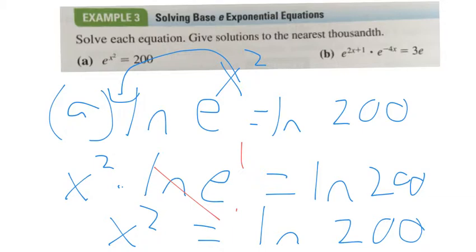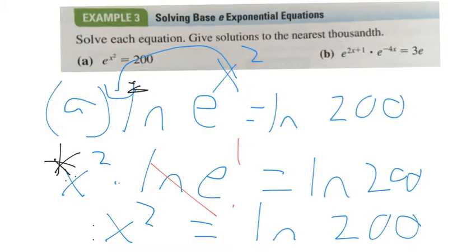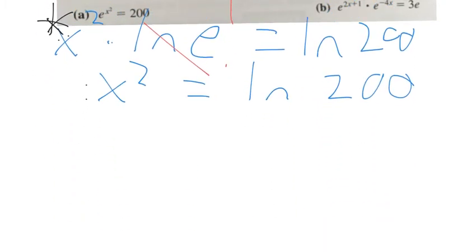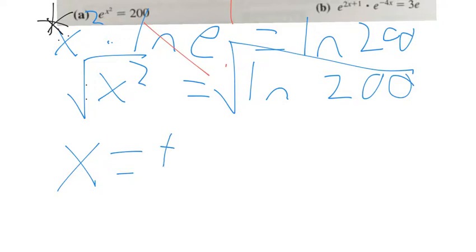And as far as I'm concerned, you can go from this step to this step. If you get good enough at this, you don't have to do this step. But anyway, now that we have an equation, x squared equals ln of 200, we take the square root of both sides. So x is equal to positive or negative square root of natural log of 200.